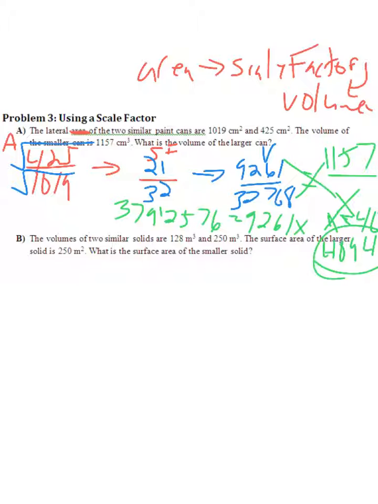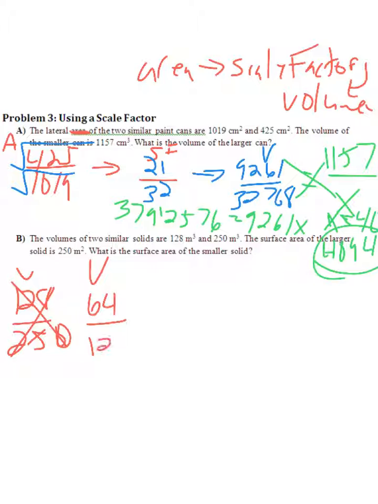Our second example, we've got the volumes of two similar solids are 128 cubic meters and 250 cubic meters. The surface area of the larger solid is 250 square meters. They want to know what the surface area of the smaller one is. So just like we did before, we start with our ratio. This time it's going to be a volume ratio. And we've got 128 over 250. The first thing I want to do is simplify this down as far as I can. I can take a 2 out of both of these. So really, my volume ratio is going to be 64 over 125.